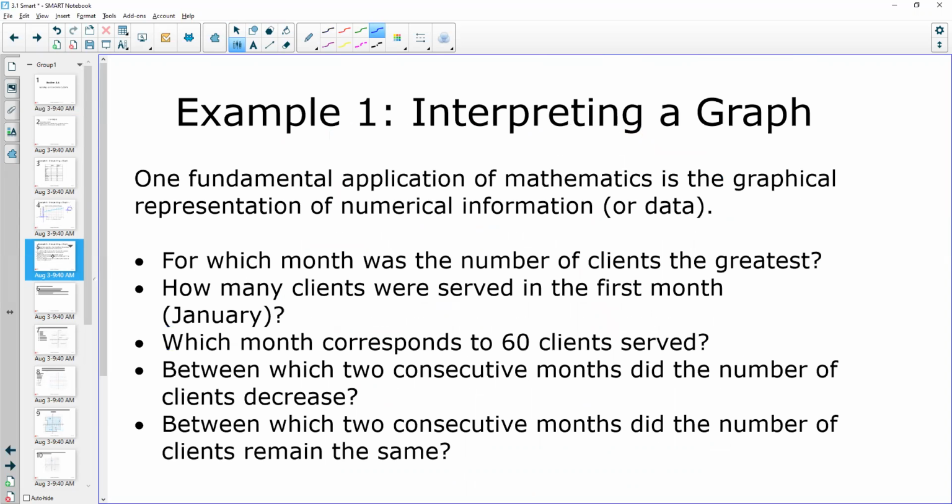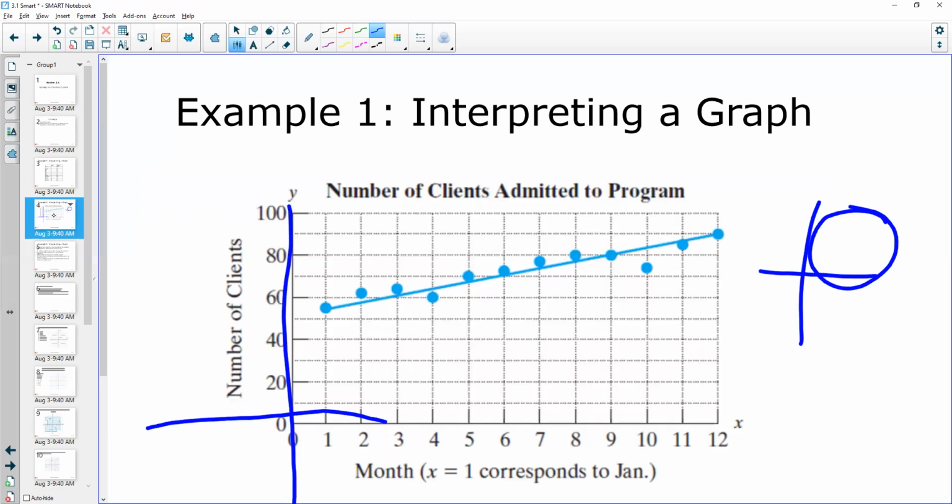So there are some questions here. I'm going to show them here on the screen, but I'm going to take you back to the graph to answer them. So here are the questions. For which month was the number of clients the greatest? Well, we would just find the highest point. And in this case, it's going to be this one. So that corresponds to December. How many clients were served in the first month? Well, we go to month number 1, and that looks something like 55.